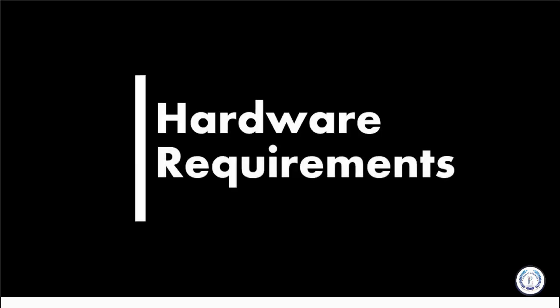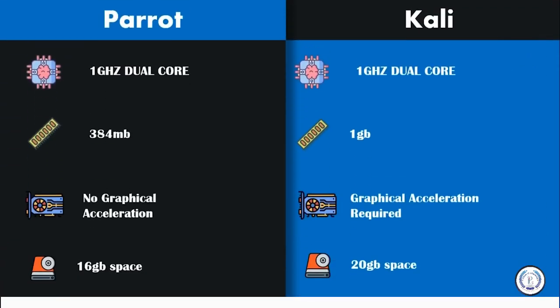Now, let's get down to the differences. The first criterion of differences that we are going to discuss is hardware requirements. As you can see on the slide, I have put down the system requirements of Parrot OS on the left hand side, and the system requirements of Kali Linux on the right hand side. Parrot OS and Kali Linux both need a 1 GHz dual core CPU.